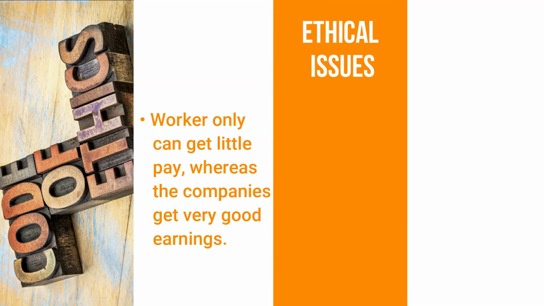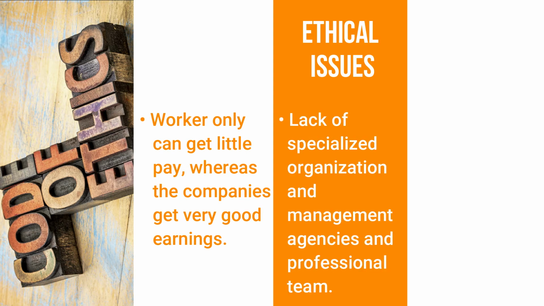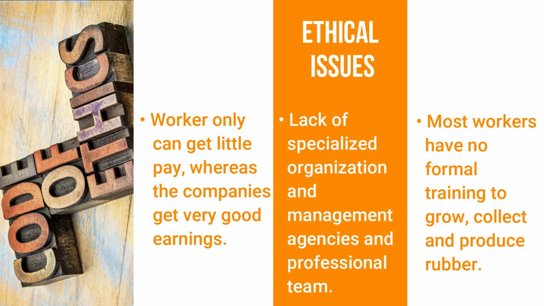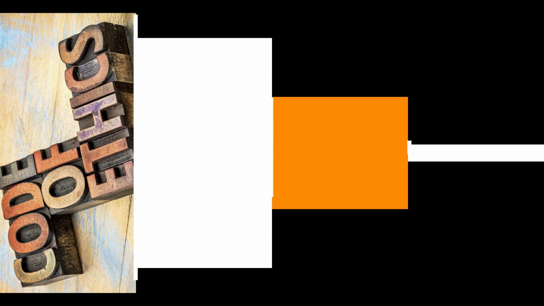Ethical issues. For the rubber production workers, the working conditions are rough, however they only get little pay, whereas the companies get very good earnings. There is a lack of specialized organization and management agencies and professional teams. Most workers have no formal training to grow, collect and produce rubber.